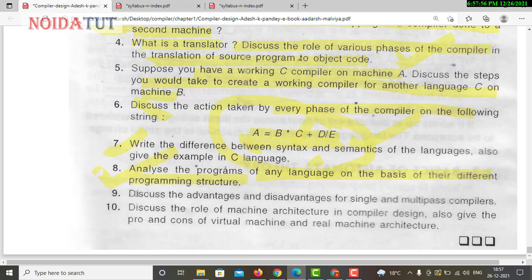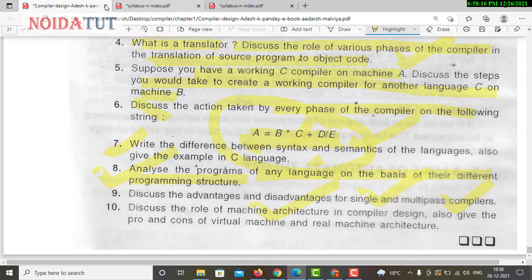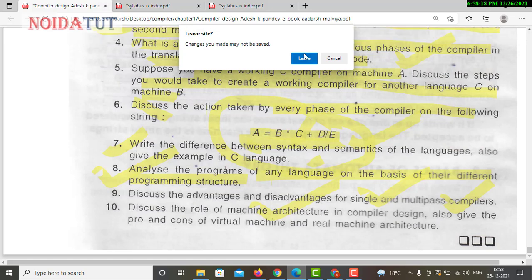Now the next part, discuss the advantages and disadvantages of single and multipass compilers. We have already seen this. Now discuss the role of machine architecture of compiler. This was out of the syllabus. So in this structure, we have the virtual structure rather than the original system. Are you getting it? So this was not in our syllabus. Now we are proceeding further to the next chapter.